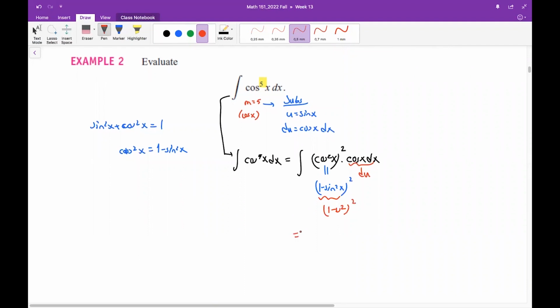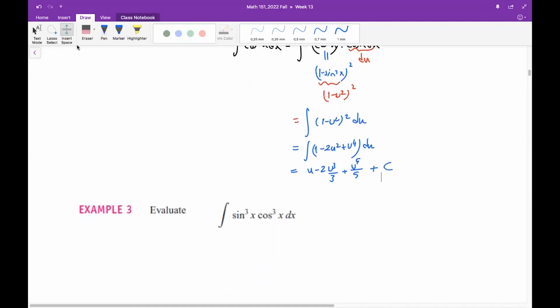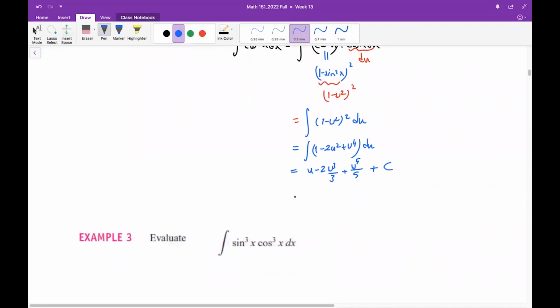You see, we write everything in terms of u's and du's here so that this substitution works. Du. Okay, compute this square, please. It is 1 minus 2u square plus u to the power 4 du, and then you start evaluating the integrals. Integral of 1 is u. Integral of u square is u cube over 3. Integral of u to the power 4 is u to the power 5 over 5, plus an arbitrary constant c, of course. And for the last thing, you need to do your back substitution.